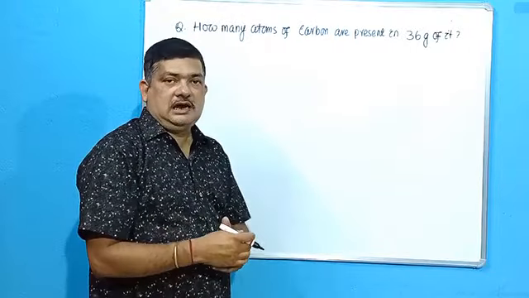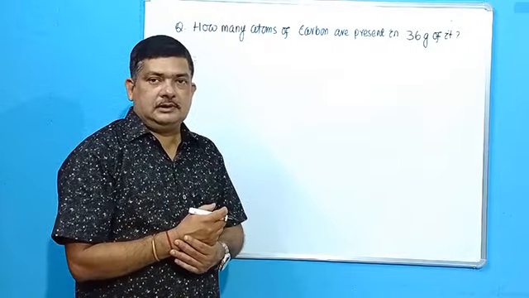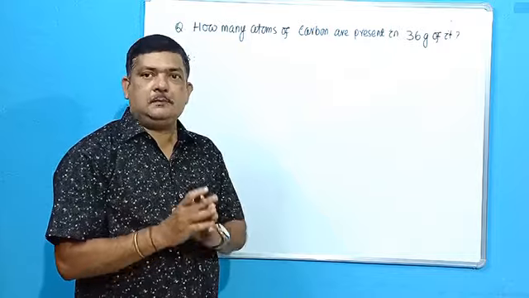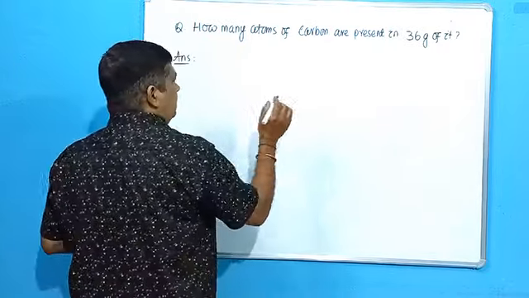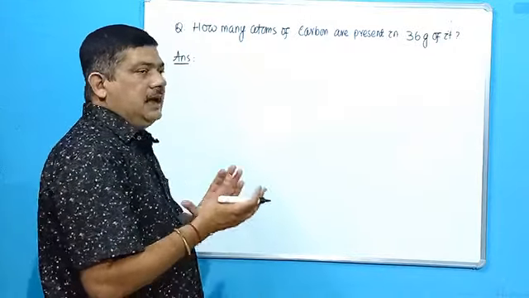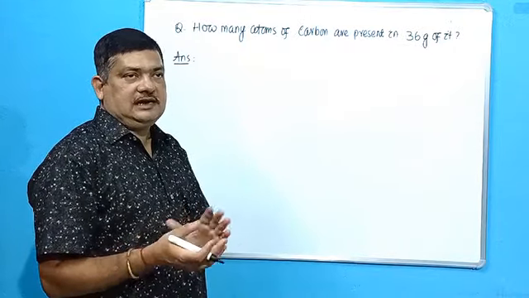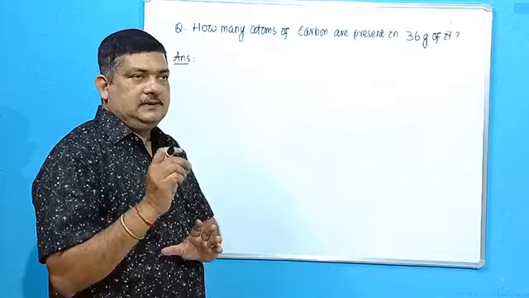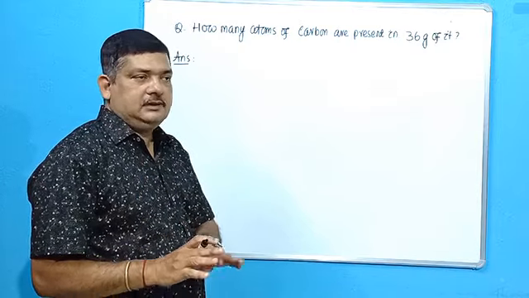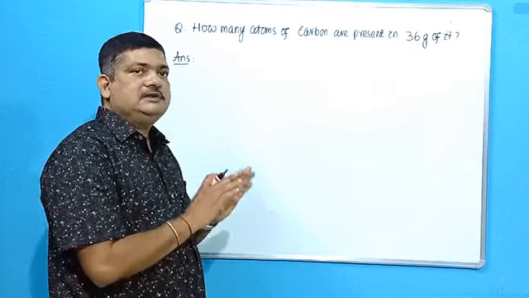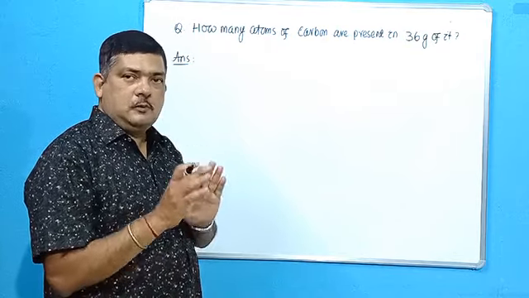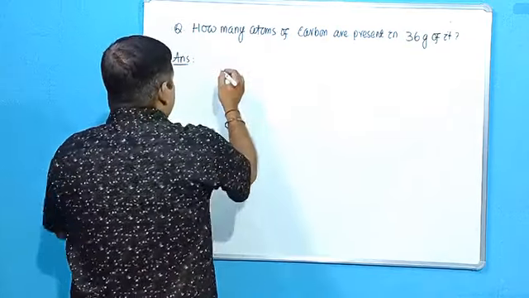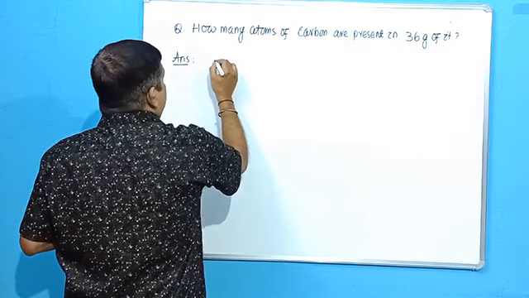Number of atoms. What is 1 mole of carbon? It is the gram atomic mass in this case, because it is monoatomic in nature. What is the atomic mass of carbon? 12. That means the gram atomic mass will be 12 gram. So 12 gram of carbon means 1 mole of carbon.